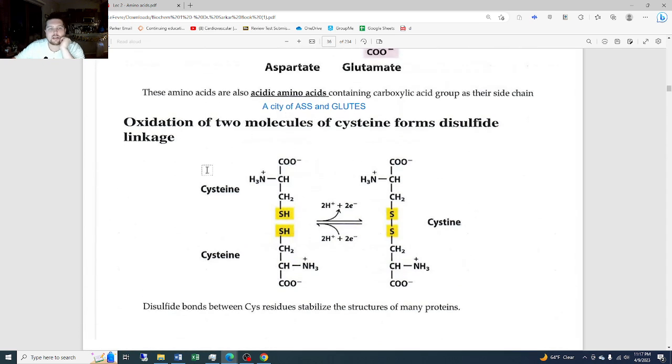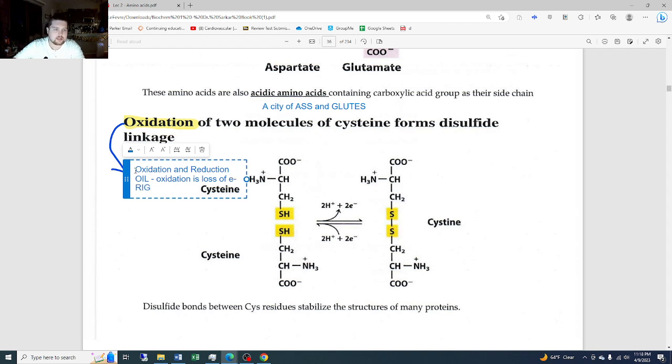Okay, oxidation of two molecules of cysteine forms a disulfide linkage. We'll get more into these reactions, but oxidation is an important reaction to remember. You're going to see a lot of oxidation and reduction. In your undergrad, you might have seen this used as OIL RIG, where oxidation is loss of electrons and reduction is gain of electrons.